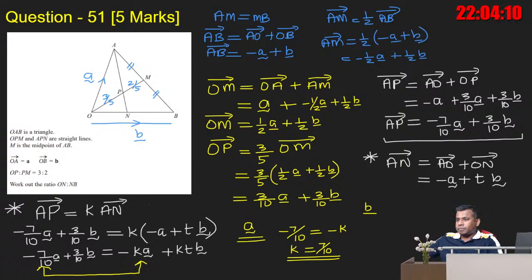Then we can find the B vector. The B vector coefficient is 3 over 10, equal to k times t. So 3 over 10 equals 7 over 10 times t. So 10 and 10 cancel. So t equals 3 over 7. So we found out t also.